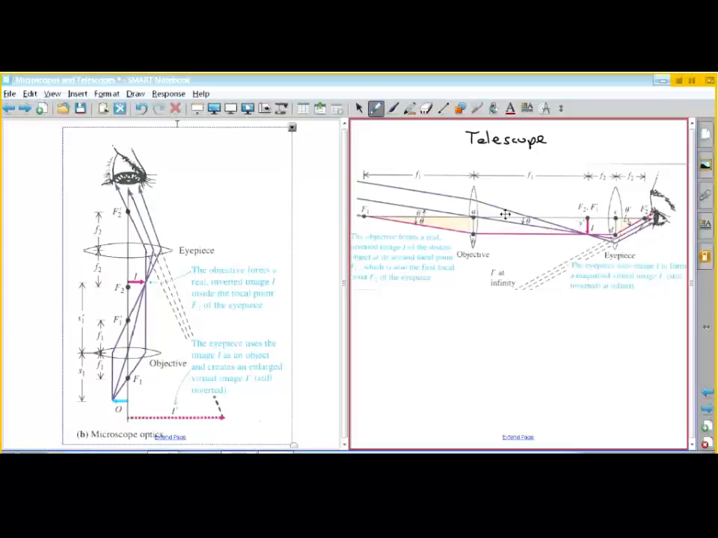Okay, so these come from the object, and they intersect here, and so we have a real image here because it's on the opposite side of the lens that the object was on. Now what we do is we have this eyepiece, and it's such that they're both located at the focal point. So instead of these rays diverging, they diverge very little.